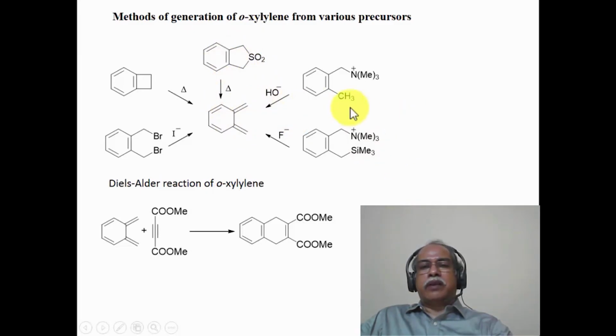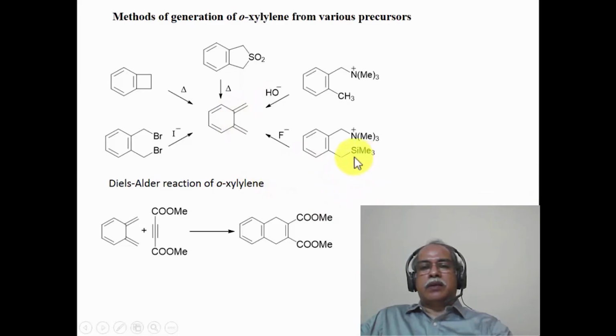Here is an example of a Hofmann elimination. This is essentially a 1,4 elimination of the amine. The hydroxide base abstracts the hydrogen from this methyl, producing a carbanion here. That carbanion undergoes rearrangement with the elimination of the trimethylamine, for example, to produce the orthoquinodimethyl.